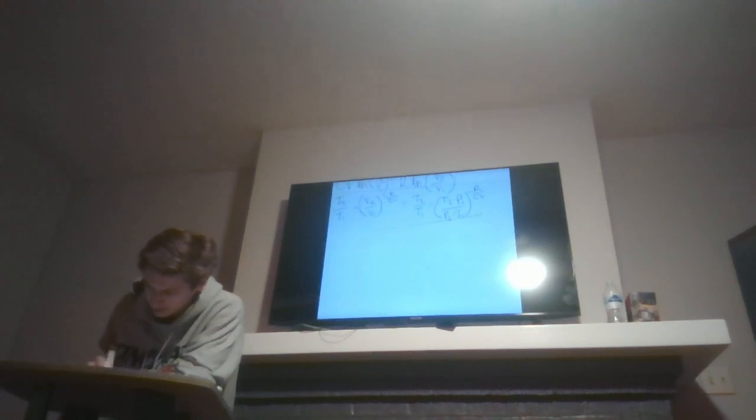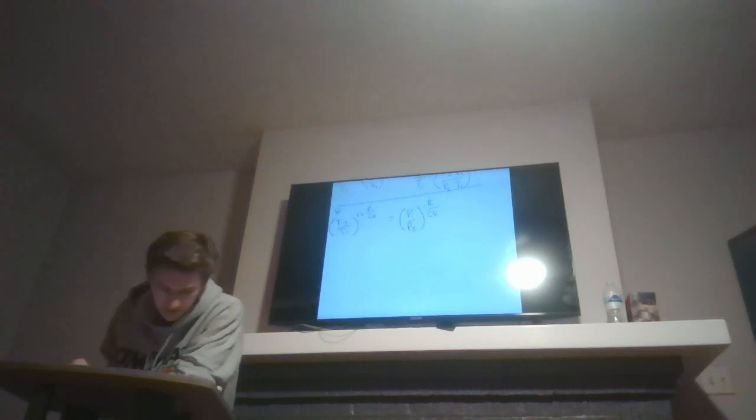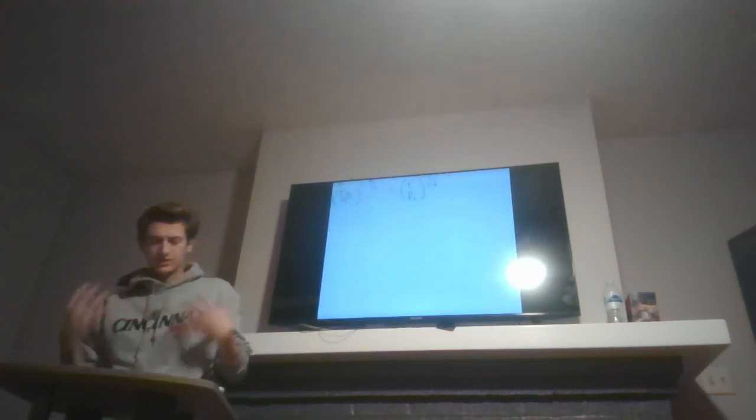Then we'll come down here and we'll get (T2 over T1) to the 1 plus R over Cv, which also equals (P1 over P2) to the negative R over Cv. Then we'll combine them both together and get an equation for T2 in the end.